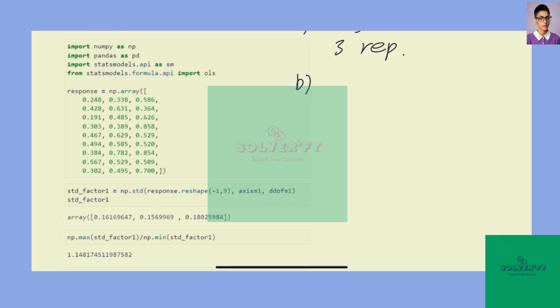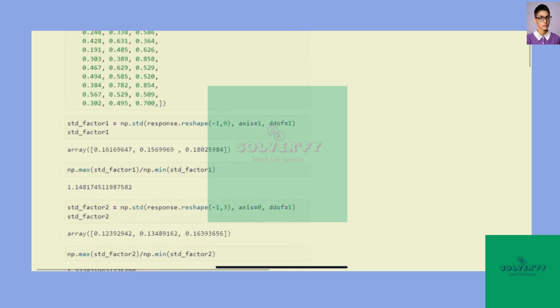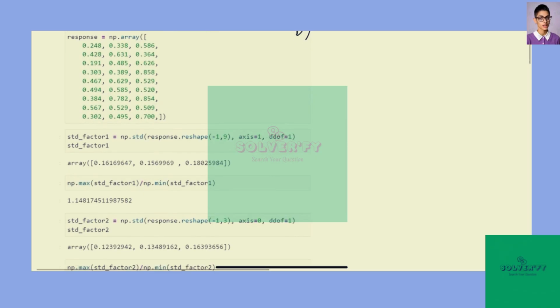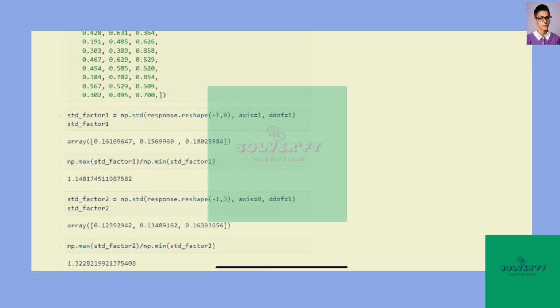Now for B, we're going to verify the requirement of equal population variances. And to this end, we're going to separate the data into factor A and factor B, which are age and stimulus. We're going to take the standard deviations for each of the categories in each factor, take the maximum and the minimum of the standard deviations, and verify that the ratio is less than 2.